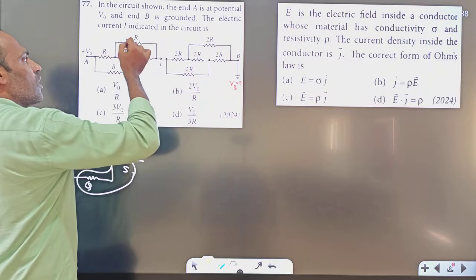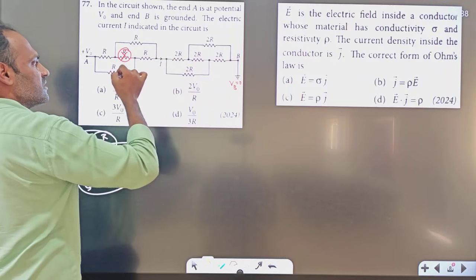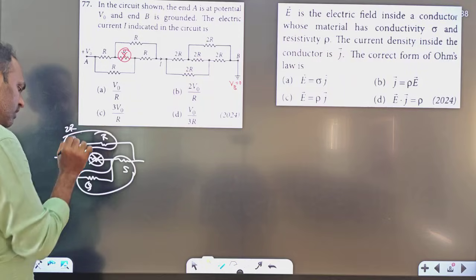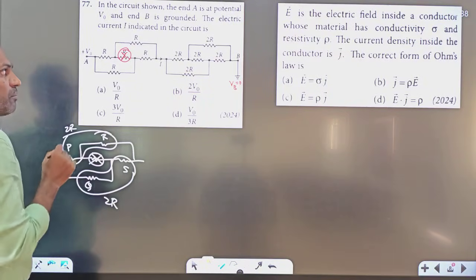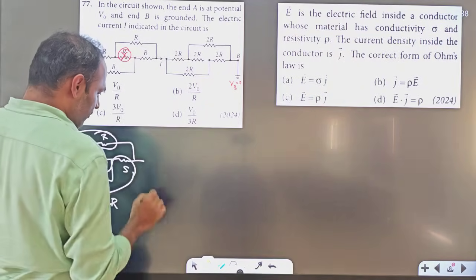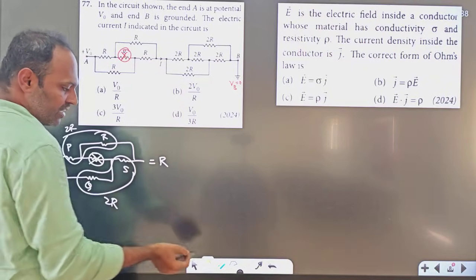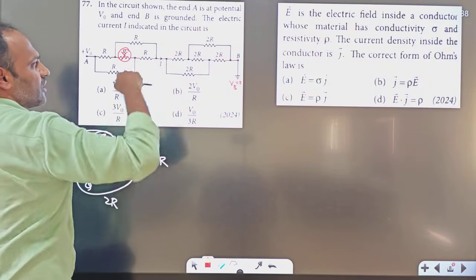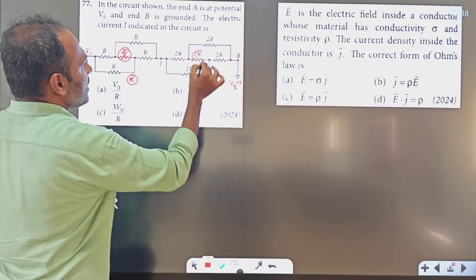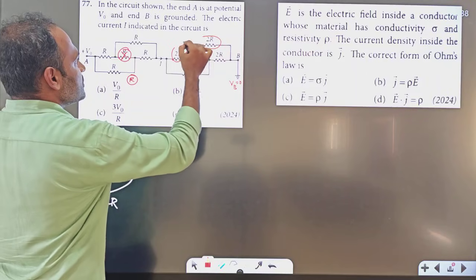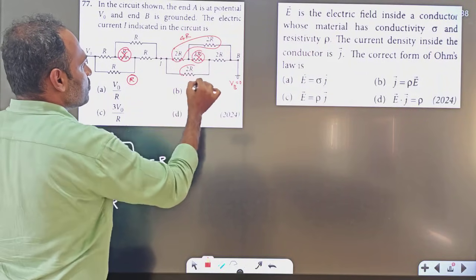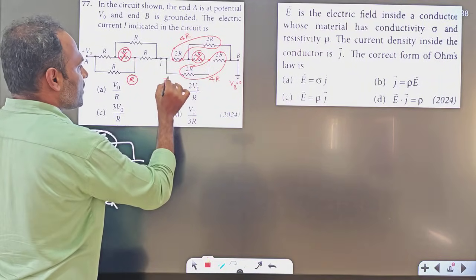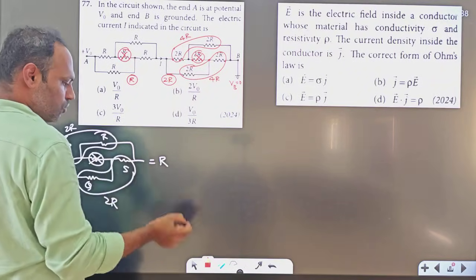So here R and R will become in series. R and R in series gives 2R. This R and this R will become in series, which gives 2R. So 2R and 2R will become parallel. So this is 2R, this is 2R. 2R and 2R will become parallel. Hence the effective of this will become equal to R. Right? So this side we got the effective R. On this side, the effective is 2R. So leave the middle resistor; these both will become series, this will become 4R, these both will become series, this will become 4R, 4R and 4R in parallel, so the effective will be 2R.